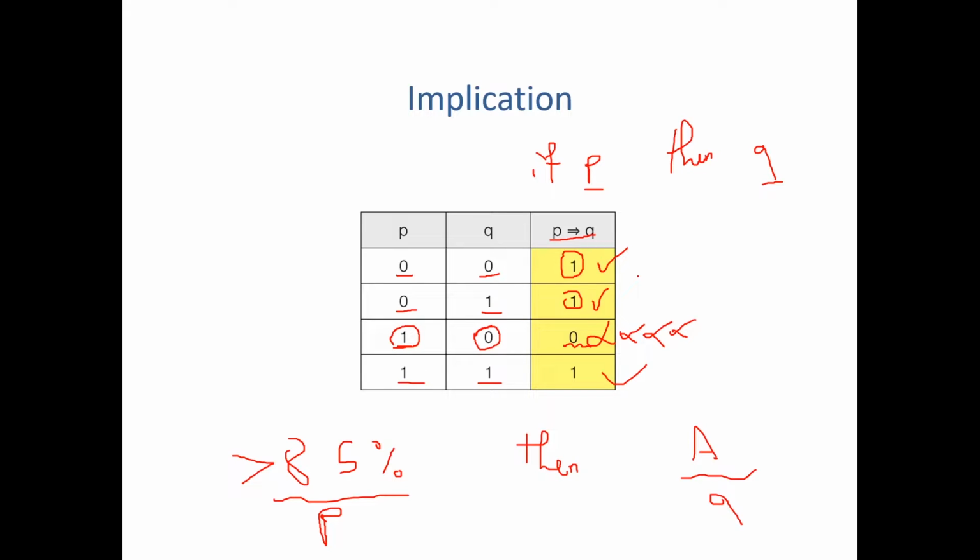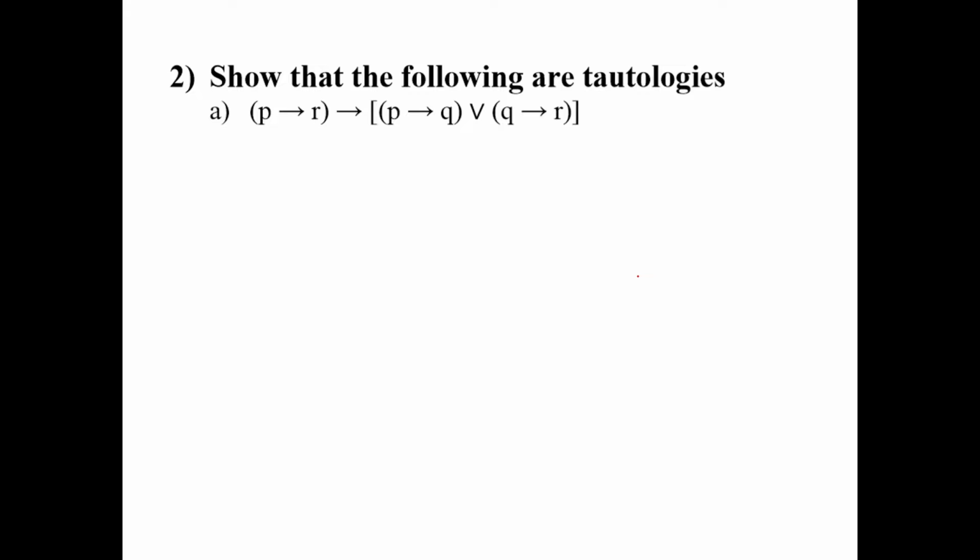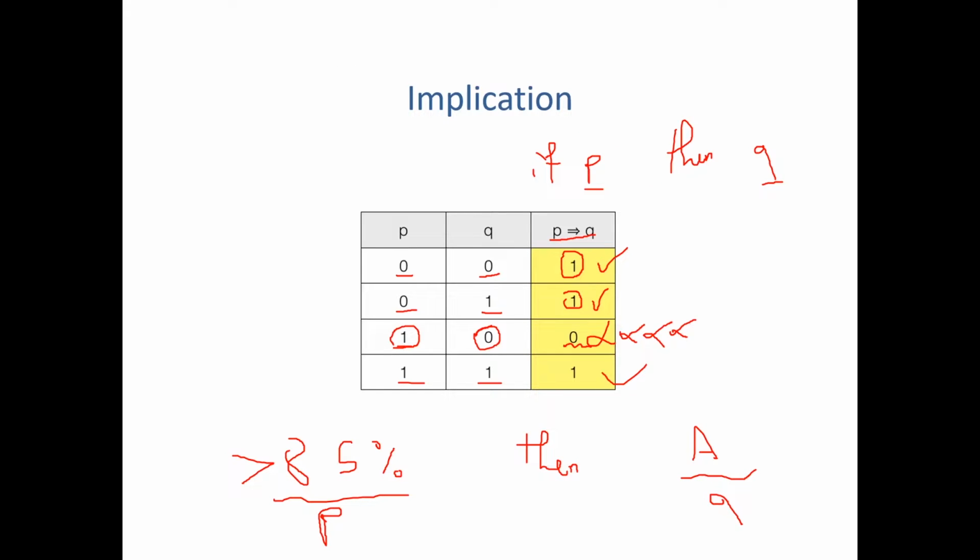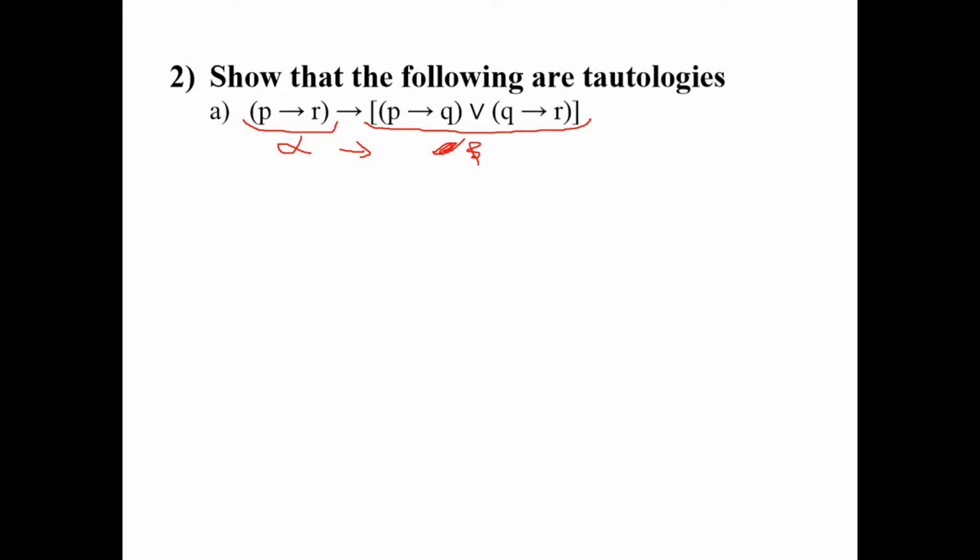Okay, moving on. Show that the following are tautologies, and we're going to be using truth tables. So you can think of this as one big implication. Here, let's say you have some element alpha, and it implies that you have this other big element, which is beta. Remember that we just saw the truth table for implication, and we just want to try to mimic that. So let's try to build alpha alone and then beta alone.